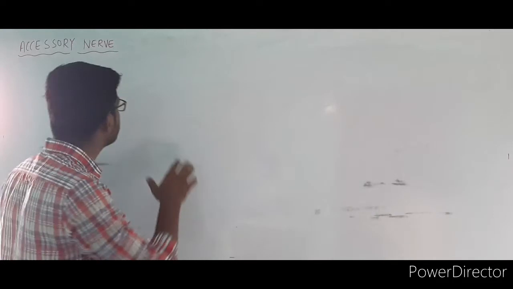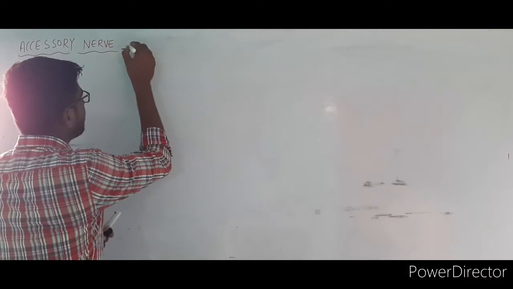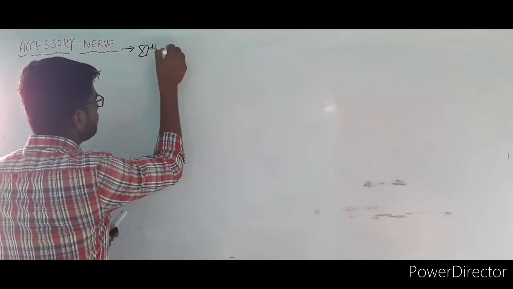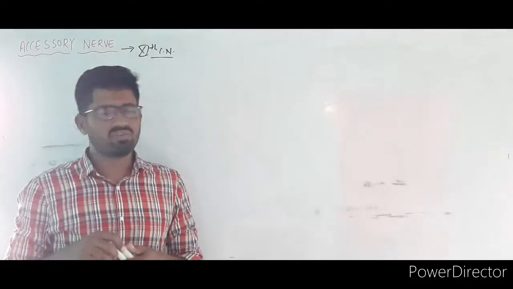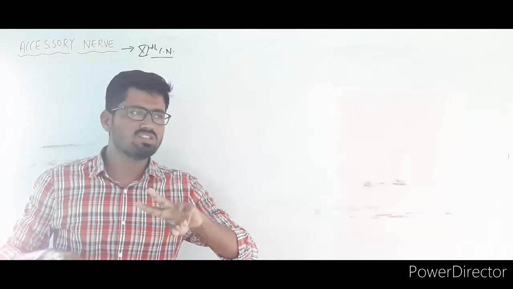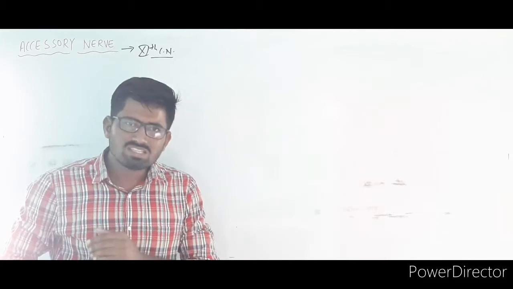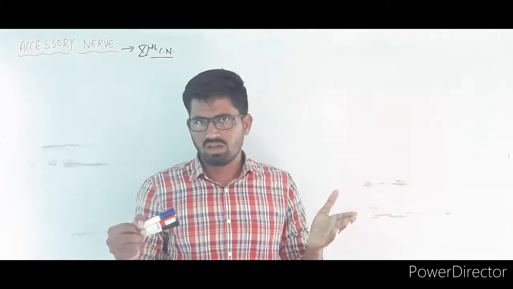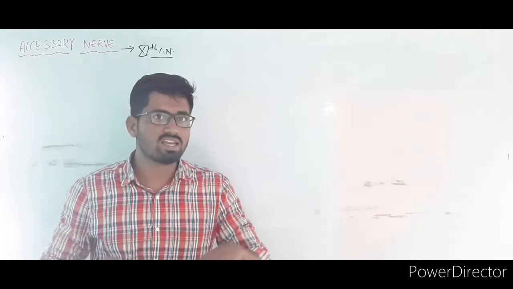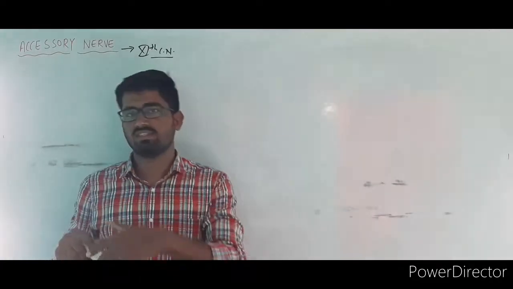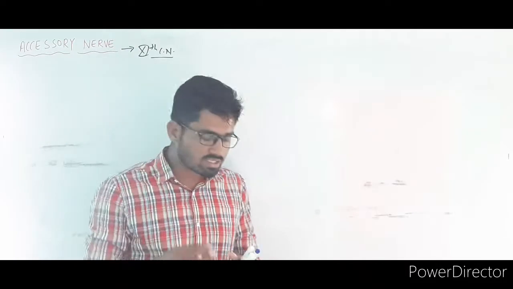So today we are going to see the accessory nerve, the 11th cranial nerve. One student asked me whether there is one term called the cranial accessory nerve and another called the spinal accessory nerve, and whether both are the same or not. What do you think? Whenever we say this, we are talking about the cranial root of the accessory nerve or the spinal root of the accessory nerve. This nerve has two roots. I will explain everything.